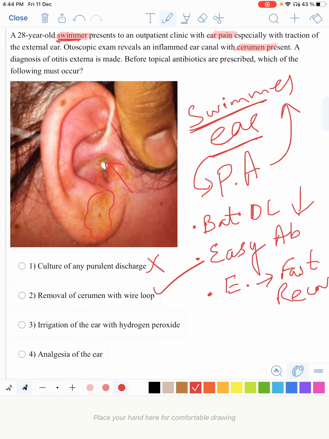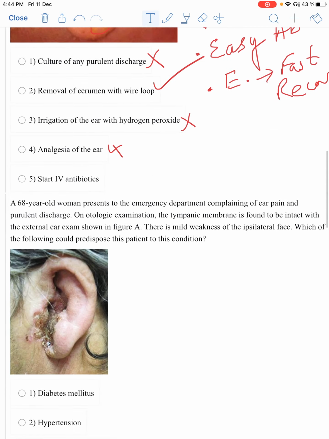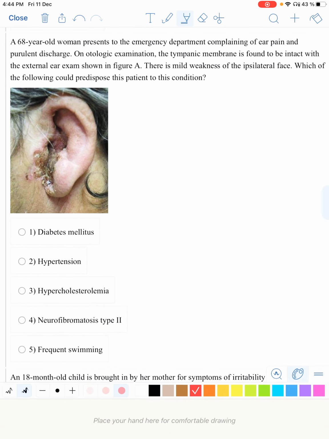Removal of cerumen, yes, this is true. Irrigation is not necessary because it's used for crusting. Analgesics, yes, we can give analgesics, but before that, we need to treat this condition by its etiologic cause. So we will prefer the antibiotics, and also if the patient is in pain, definitely we will give analgesics as well. So let's go for the next question.